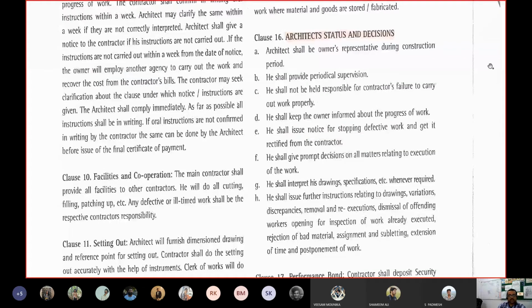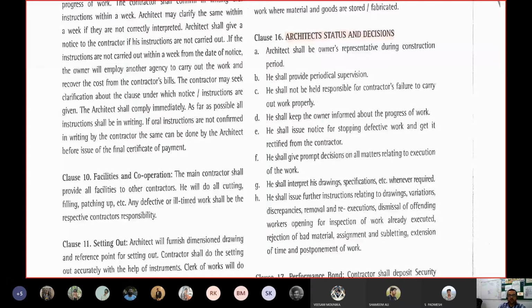Next, the architect shall provide periodical supervision. So when the architect cites his quotation, that means his service charge or consultancy fee, he also includes this periodical supervision fee, the visiting fees and all. So he shall provide it. So what the architect has to do, or in a contract, what is the status of an architect? We are clarifying those.